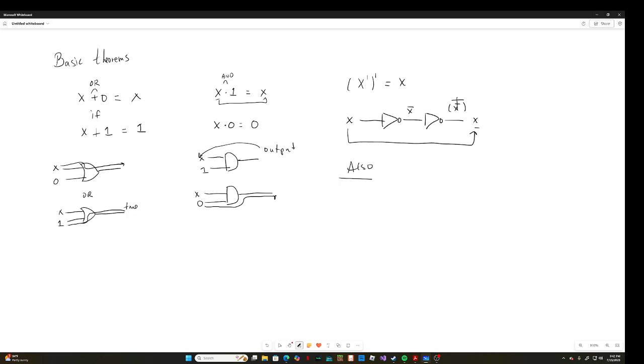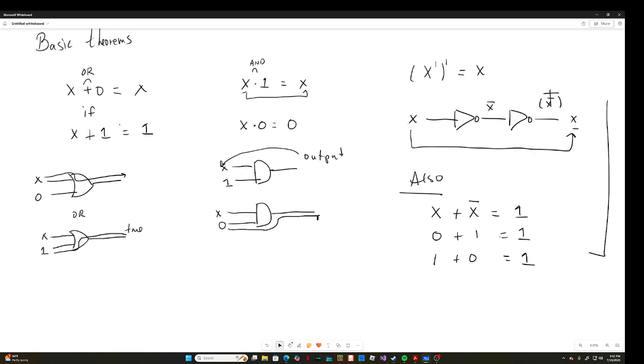Also, if I have a value that is ORed with its inverted value, then that's always going to be a 1. Why? Because if I have 0 or 1, that's 1. If I have 1 or 0, that's going to be a 1.